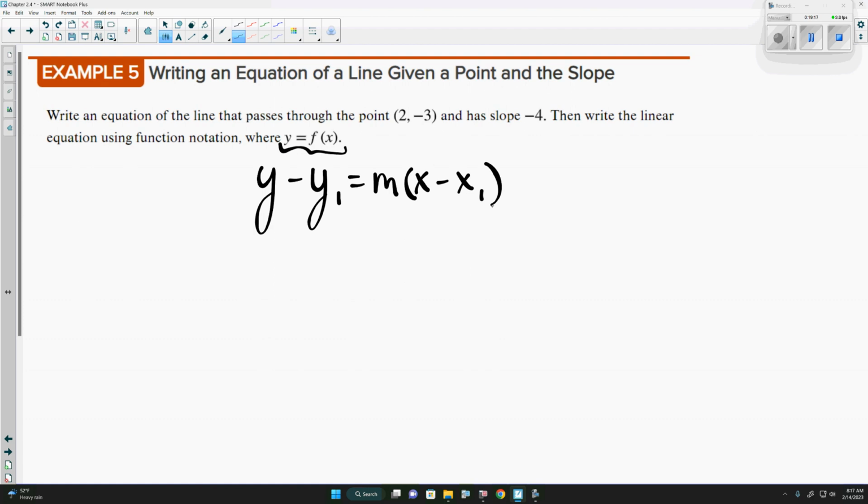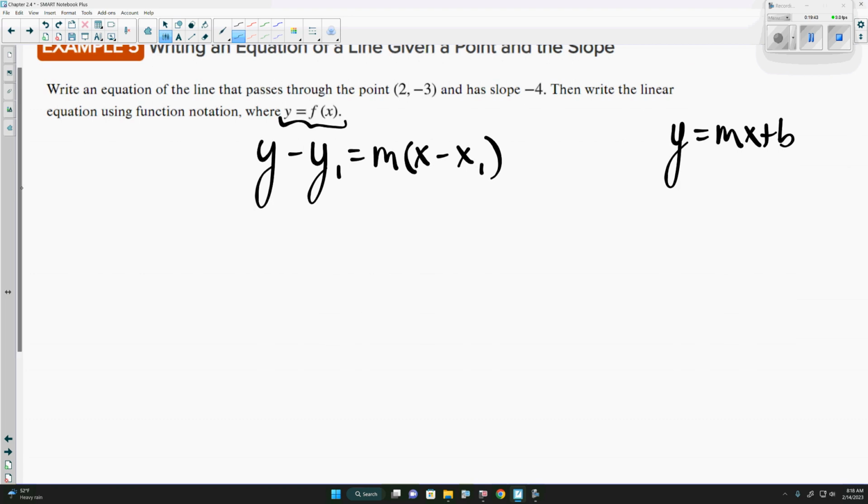Now, there's some textbooks and some methods that state use y-intercept form, slope-intercept form, and there's nothing wrong with that. Because we would plug the slope in, plug in 2 and negative 3 as the x and y value, solve for b, and then plug it back in. There's nothing wrong with that. That will get you to the correct answer.